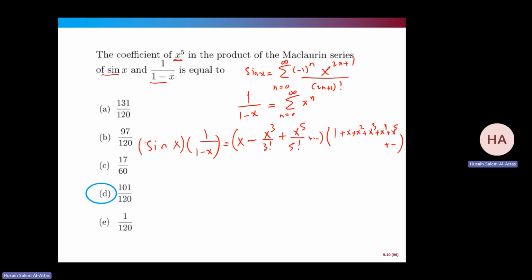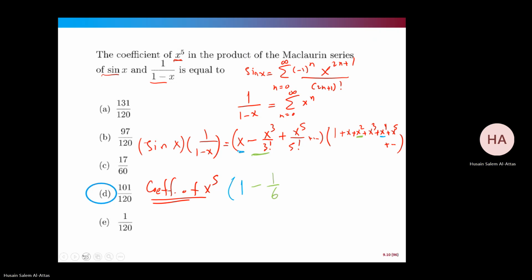What do you want? You want the coefficient of x to the power 5. Be careful, where does it come from? This product. You multiply the x by this one, and that gives me 1. Now, this one multiplied by this one, I have minus 1 over 3 factorial, that would be minus 1 over 6.